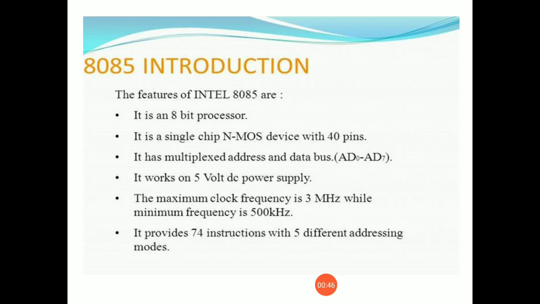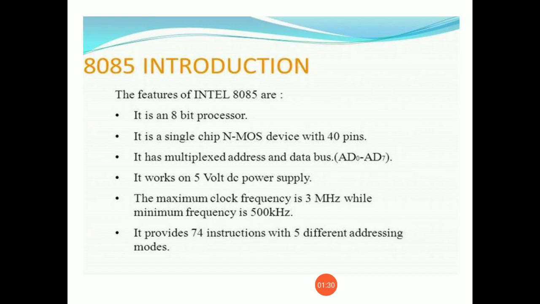So, starting with the features of the Intel 8085 microprocessor. This microprocessor is an 8-bit NMOS microprocessor, that is, it can accept, process or provide 8-bit data simultaneously. That is, the word length of this microprocessor is 8-bit. It is a 40-pin IC package fabricated on a single LSI chip. LSI is large scale integrated chip. It operates on a single plus 5 volt power supply connected at VCC.